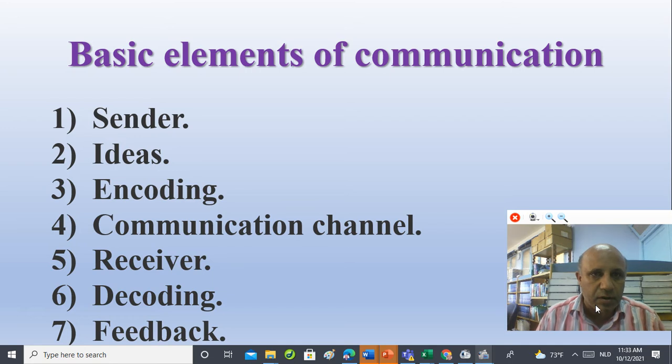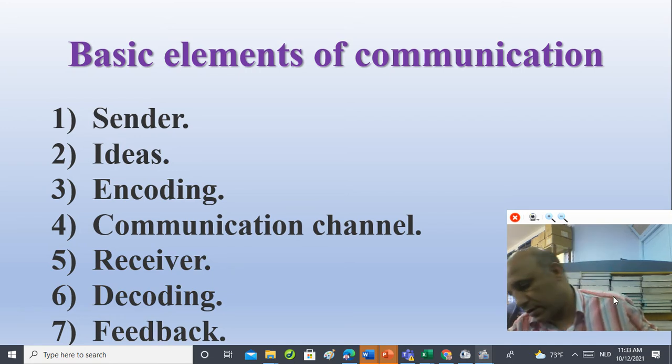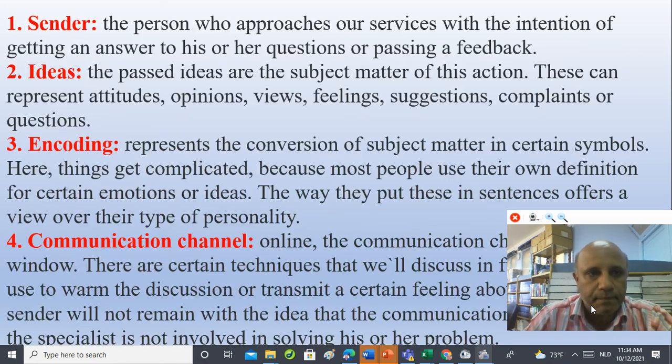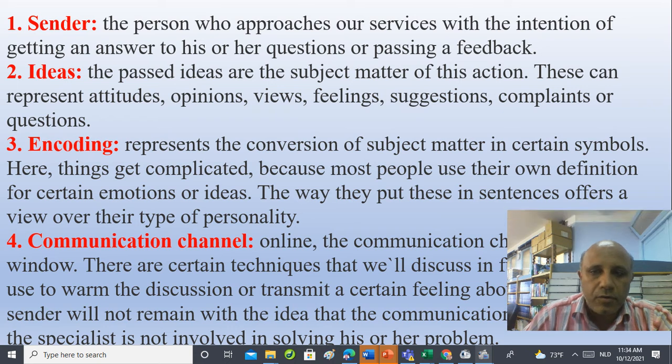We'll speak about the basic elements of communication. This is communication in physics. The elements are the sender, the ideas, encoding, communication channel, receiver, decoding, and feedback. See the sender. You can read about all of these elements.